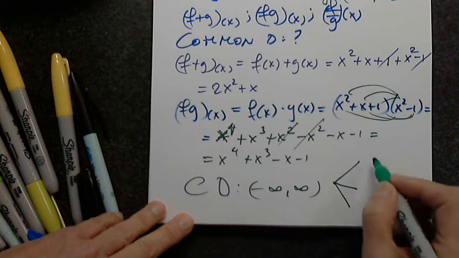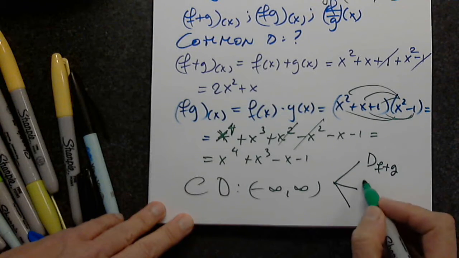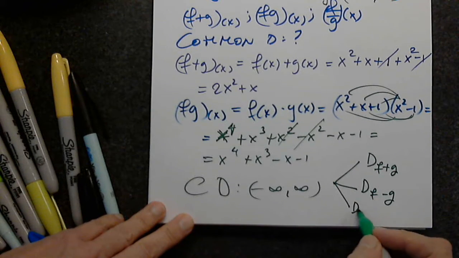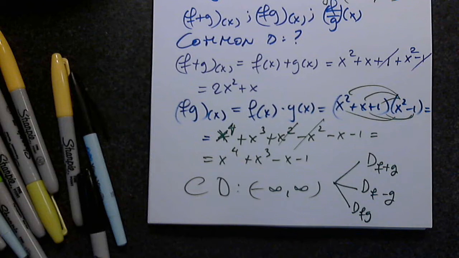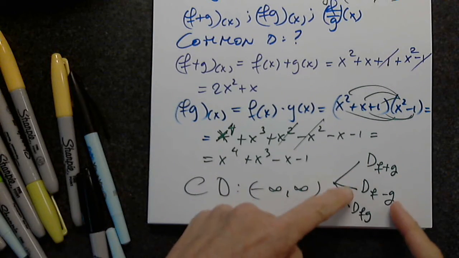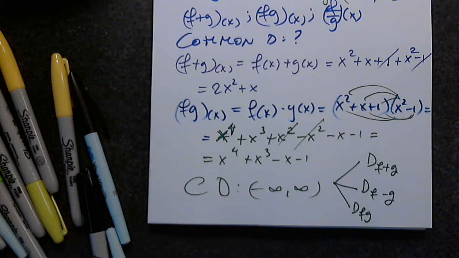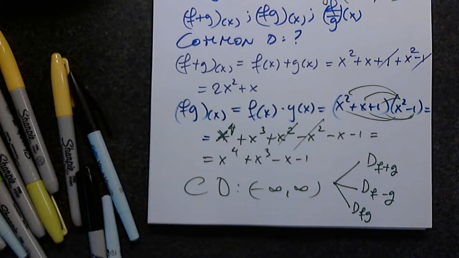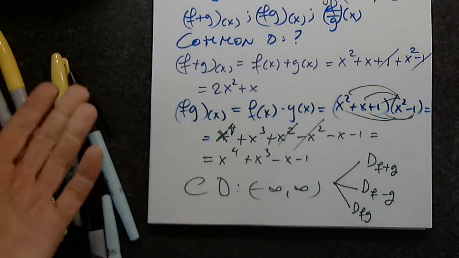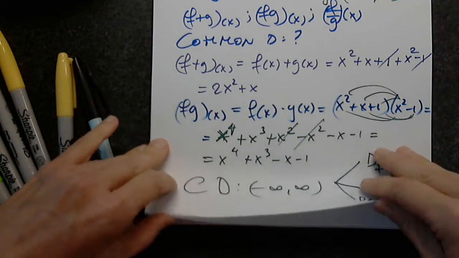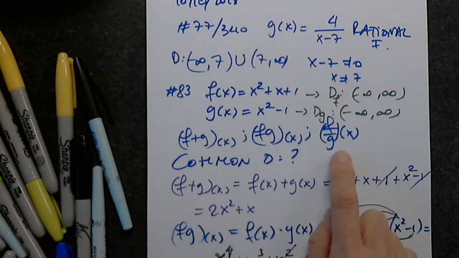This will always be the domain of the sum, the domain of the difference, and the domain of the product. Always. Once I identify the common domain, I don't have to write it again as being the domain of the sum, domain of the difference, and domain of the product. It's very clear. Notice that one function is missing here. Which function did I not say anything about? Right. Because it may or may not be the common domain. So now we are down to the last item, which is the ratio. So let's take a look.